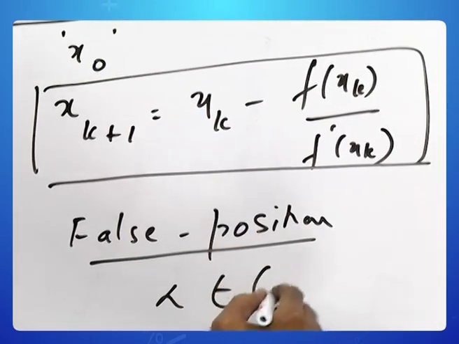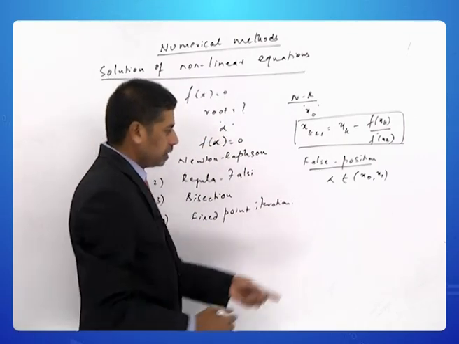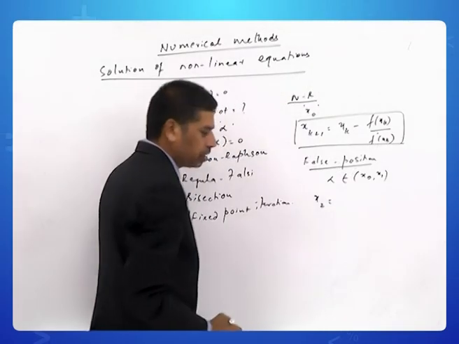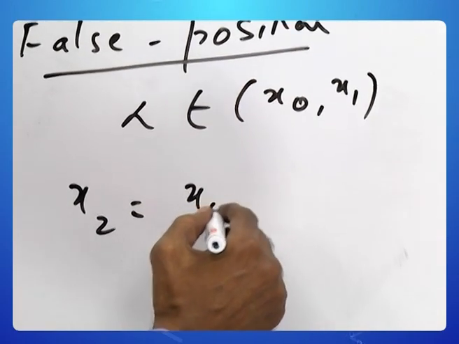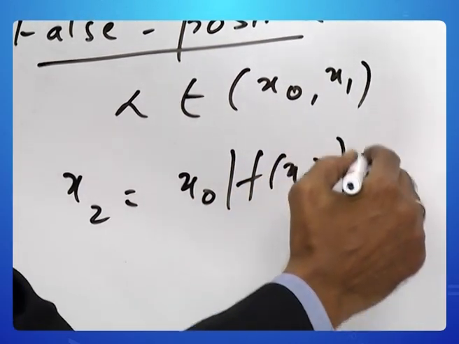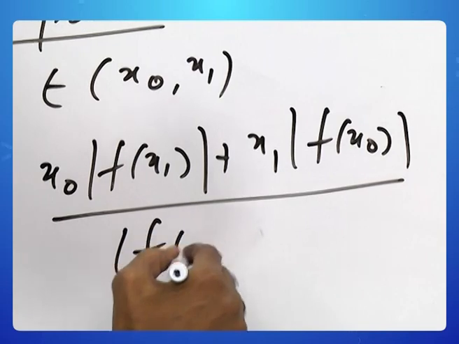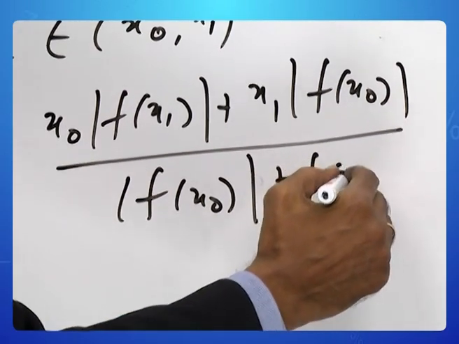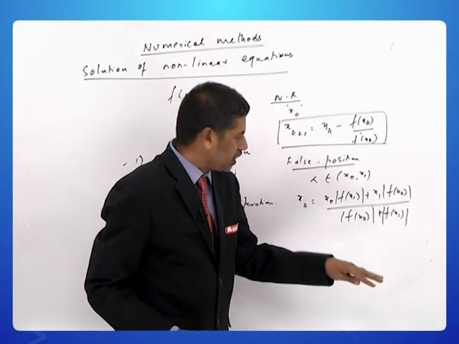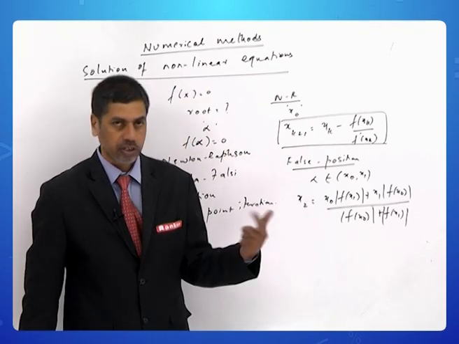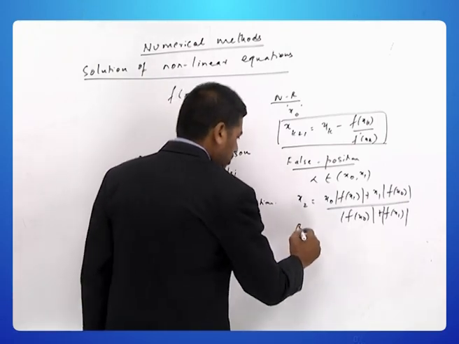When it comes to false position, let us say the root lies between x0 and x1. Then you can estimate x2 by a formula. A couple of formulas are there, but one of the easiest ones is x2 = (x0 |f(x1)| + x1 |f(x0)|) / (|f(x0)| + |f(x1)|). You will then have to investigate whether the root lies between x0 and x2 or x1 and x2, and accordingly keep on extending this formula.